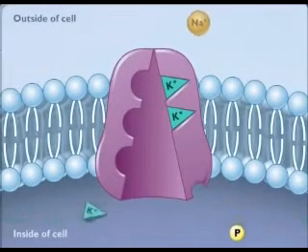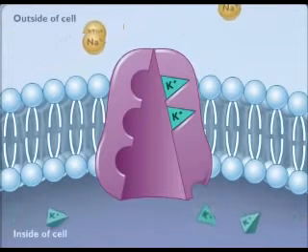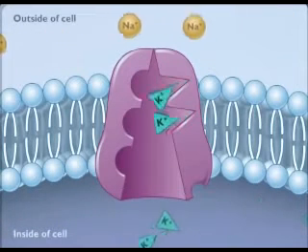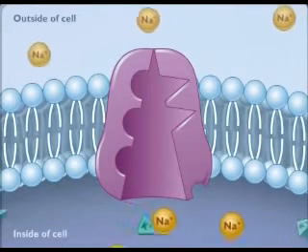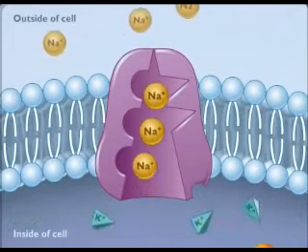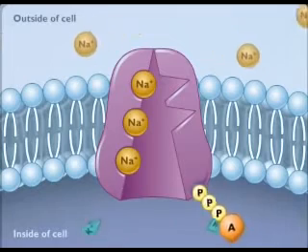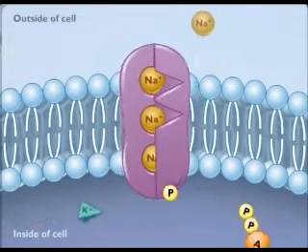This release allows the channel to revert to its original shape, and as a result, the potassium ions are released inside the cell. In its original shape, the channel has a high affinity for sodium ions, and when these ions bind again, they initiate another cycle.